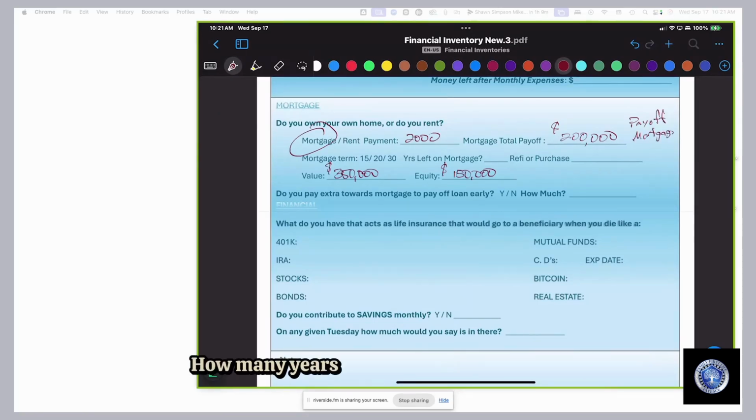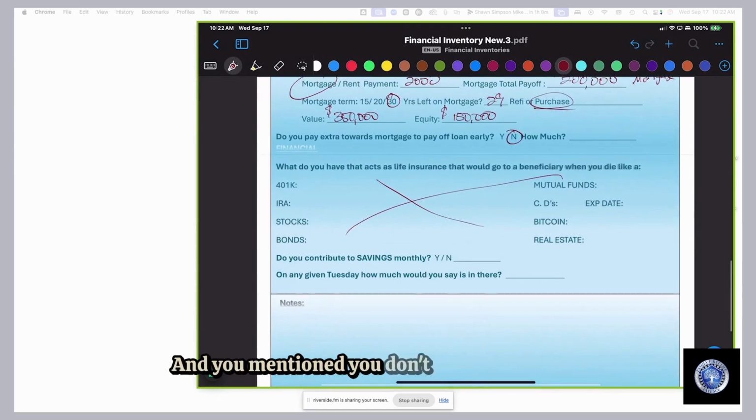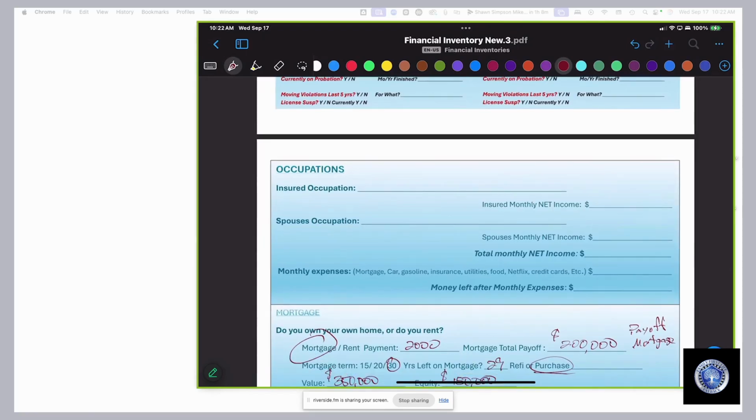How many years is left on your mortgage? Well, we just took it out a year ago, so I think 29 years. Okay. Oh, so you just purchased this, you said, correct? Yes. Do you pay anything extra per month on the mortgage to pay it off early or no? No. And you mentioned you don't have a 401k, IRA, nothing like that, correct? Nope. What do you do for a living? Well, I work construction. Okay. What type of construction? I'm a carpenter.